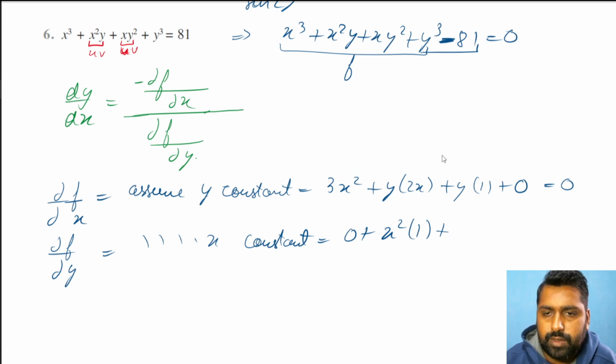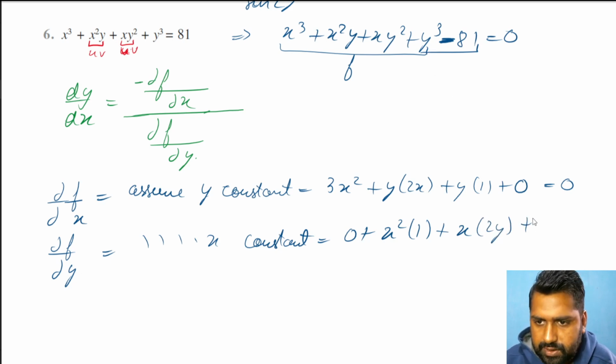Differentiation of x y square: x is as it is, y square differentiation is 2y. Y cube differentiation is 3y square, and 81 differentiation is 0.